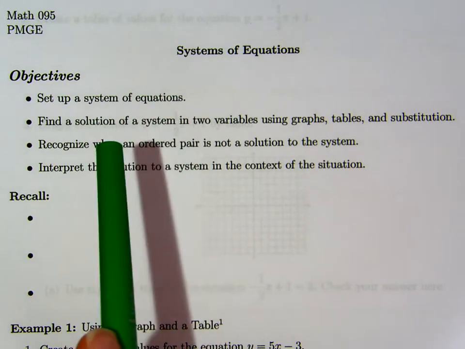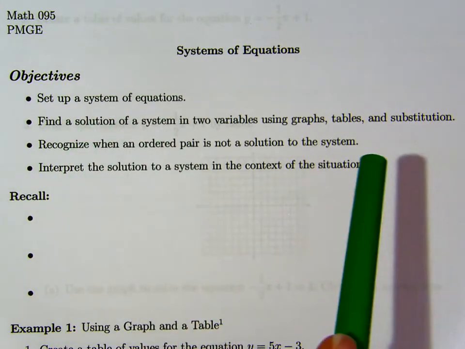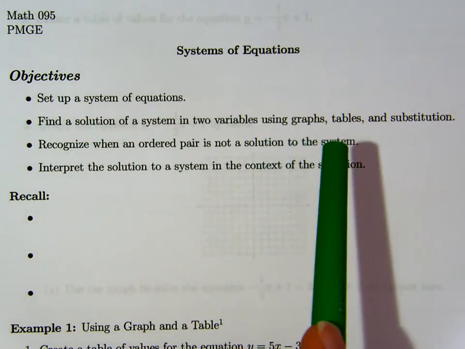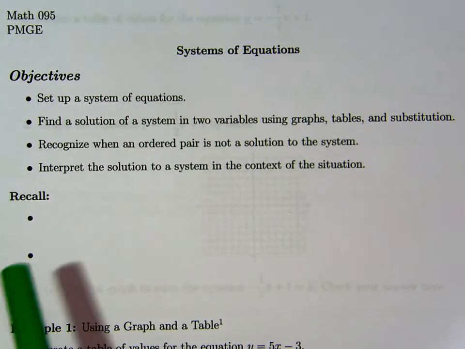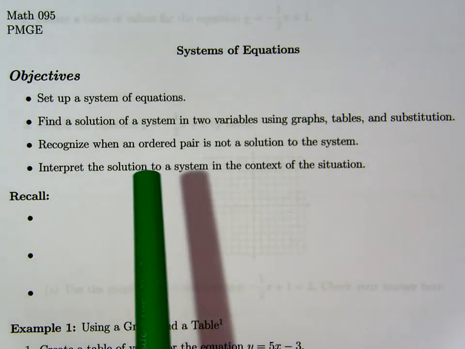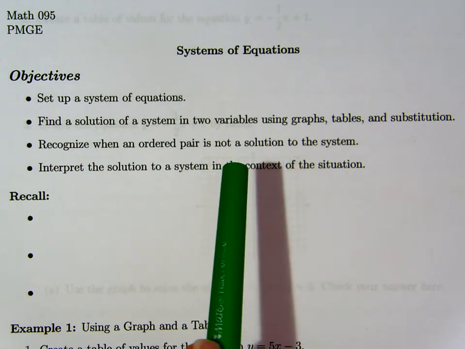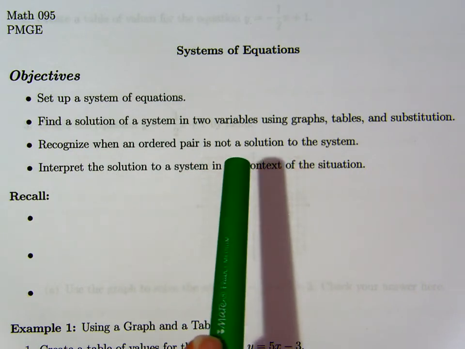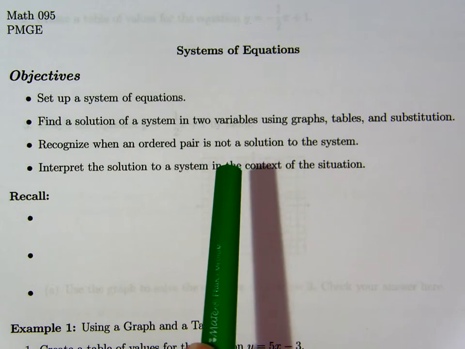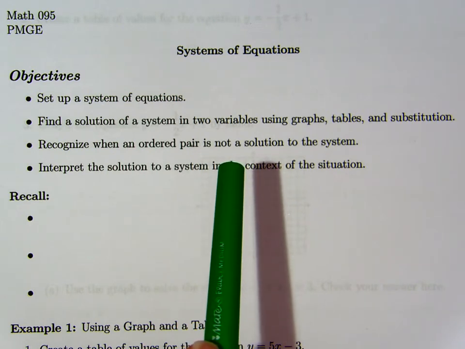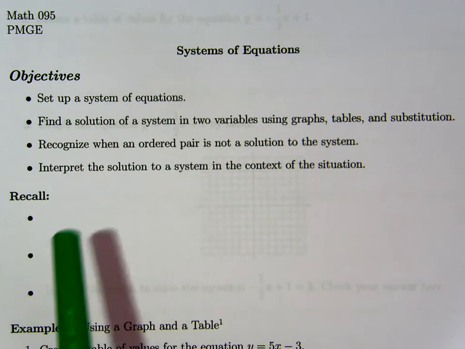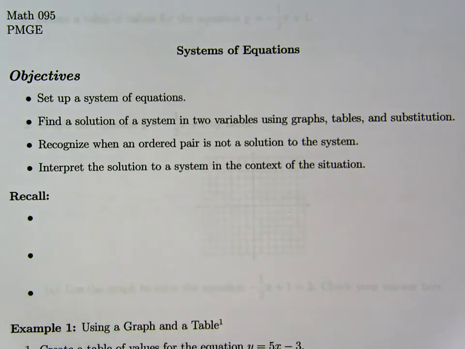We're going to have to be able to find solutions of them. And we're going to do that using graphs, tables, and substitution. And we're going to need to recognize when something is not a solution. Sometimes that is very important, actually, to recognize what won't work in order to come to an understanding of what will. And then we're going to, of course, interpret solutions.